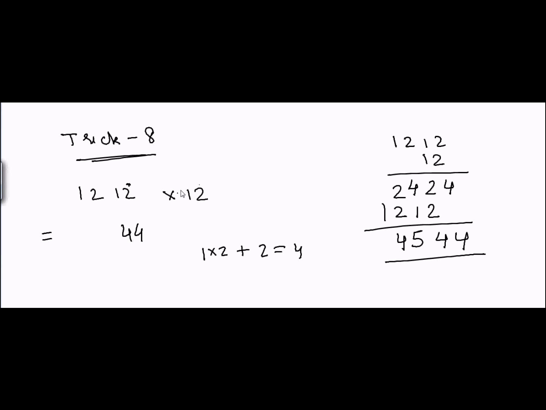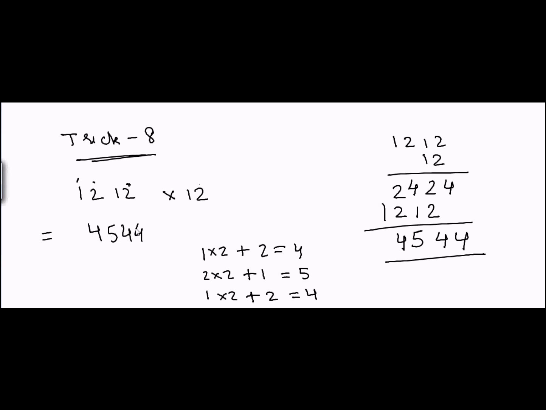Then the next number is 1, so I say 1 into 2 plus the number on the left, that is 2, so 2 plus 2 is 4, so I will say 4 here. And then I have nothing left, so I will say 1 in the end. So that is your answer. So let's try it again.